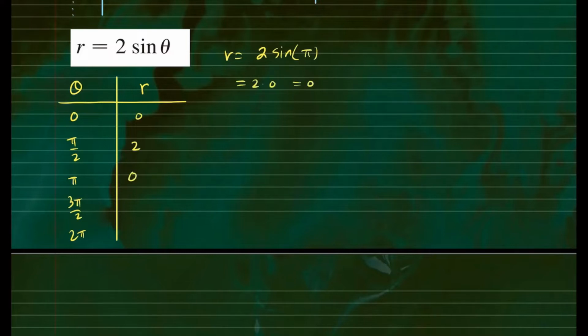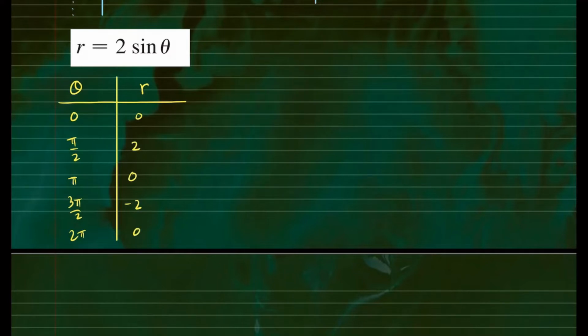And then you can keep going, but I think we got the picture now. But let's keep going just in case you still want to fill in more points. For 3 pi over 2, sine of 3 pi over 2 is -1. So this is 2 times -1, which would be -2. And sine of 2 pi, we know that's 0. So this would be back to 0. All right, so we got our table of values.